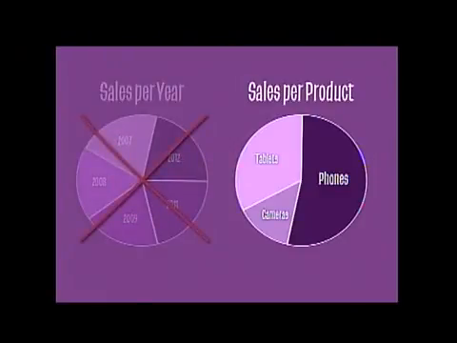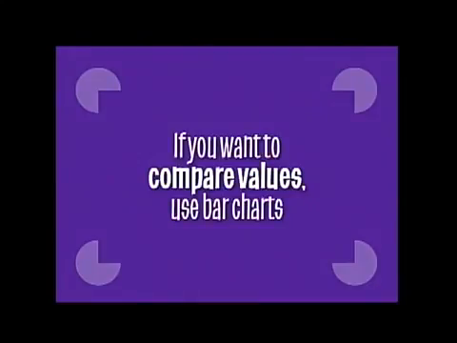But on the other hand, the sales per product, under the condition that this company or whatever is shown has only these 3 segments, is a valid use of a pie chart. But you should only use the pie chart if you want to show the relationships between parts and the whole. If you want to compare values, you should use a bar chart.